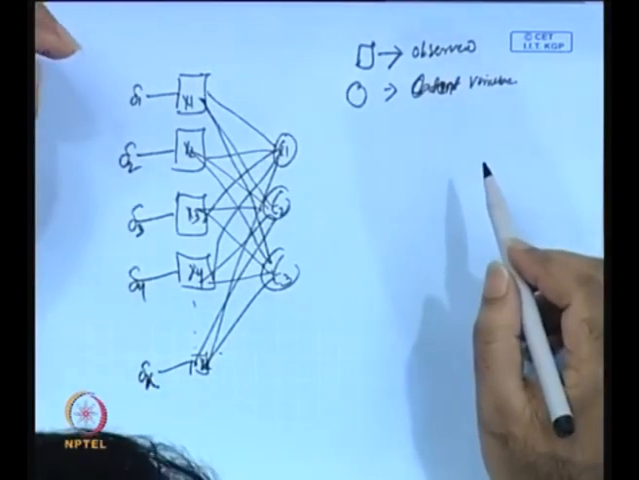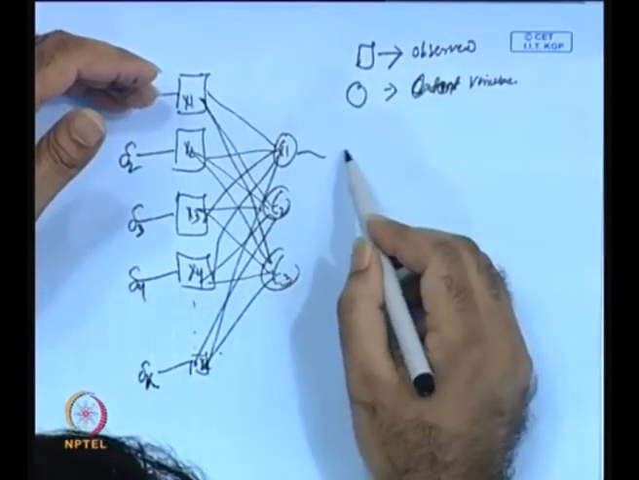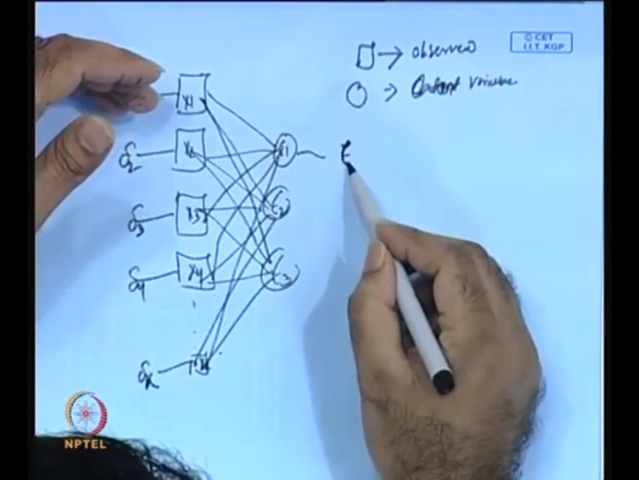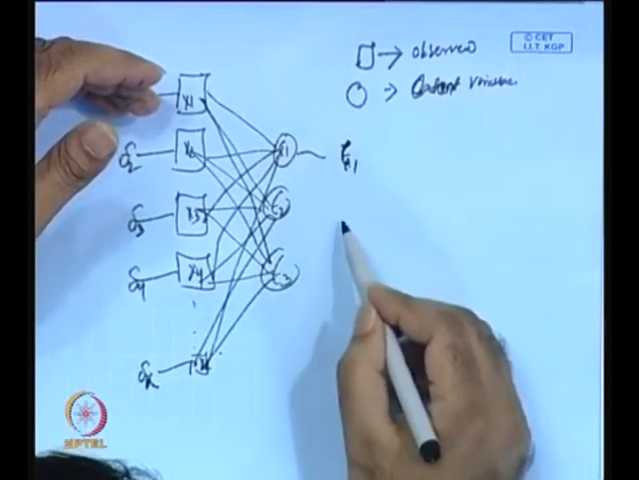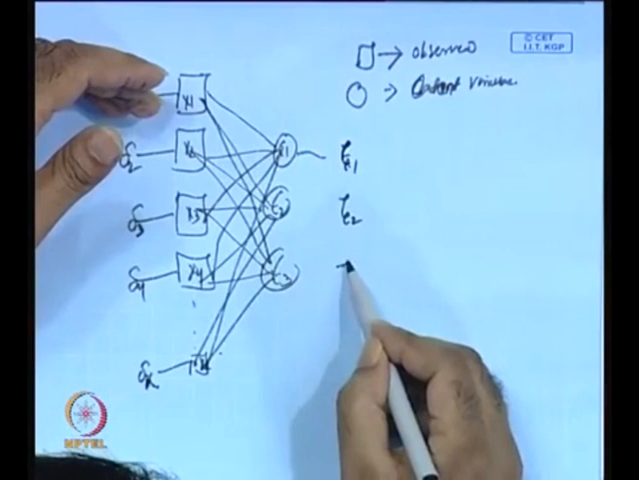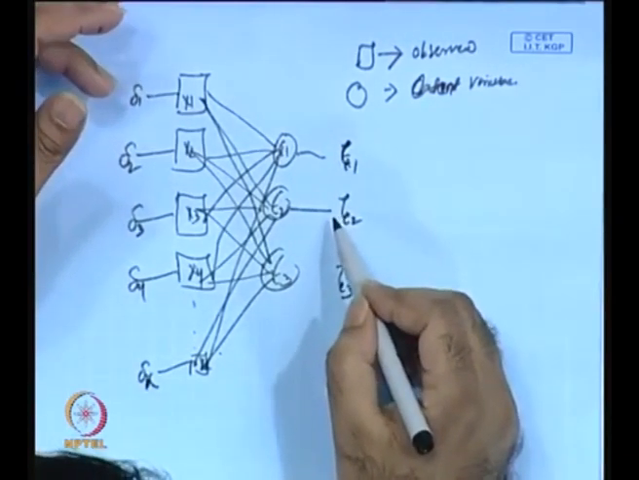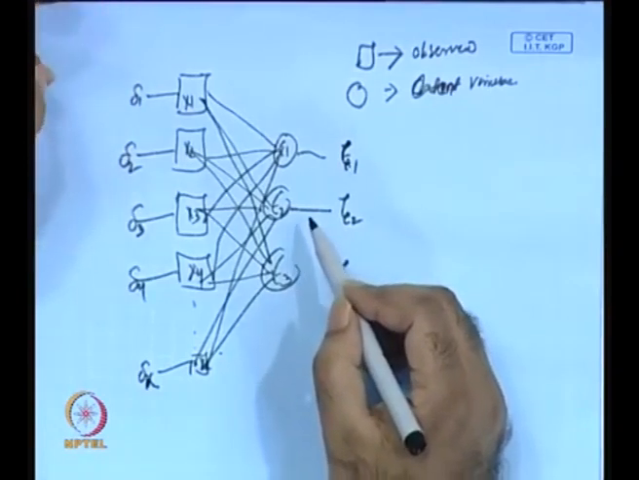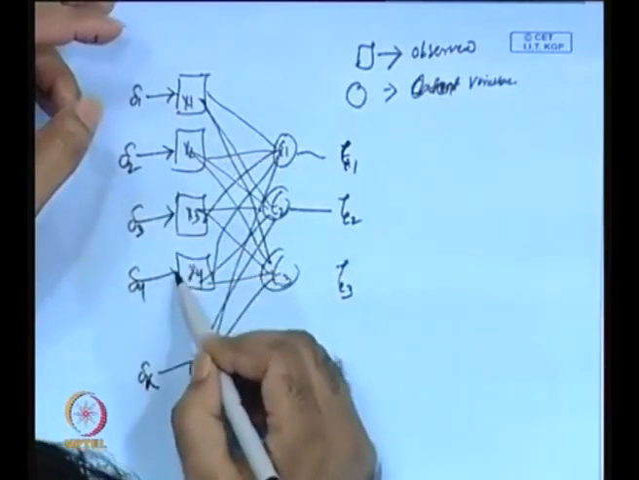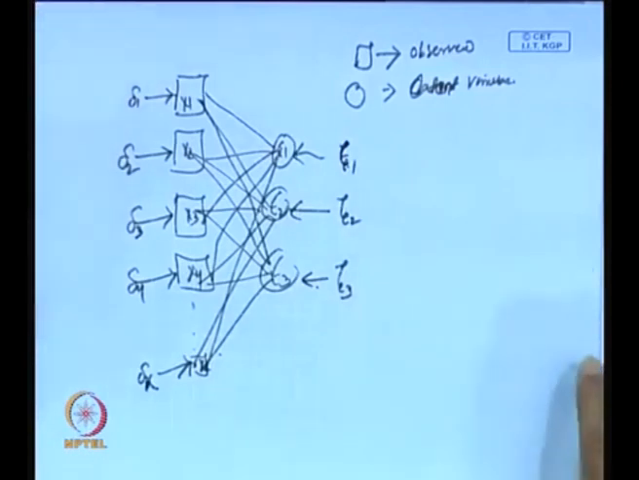Now obviously this is also, let's say, zeta. So zeta 1, then this is zeta 2, this is zeta 3. So this is how the indication is all about.